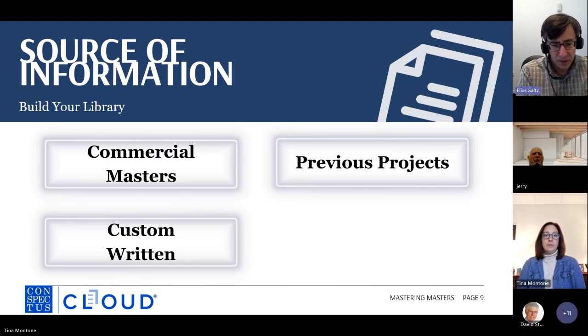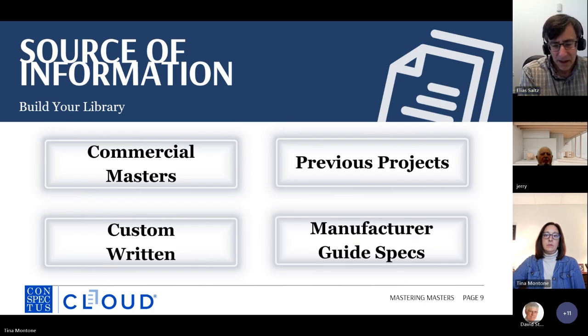Obviously, well, custom written. Again, if there's a hole in your commercial master and you don't have something from a previous project, where are you going to get it? You can write it from scratch, start with a template, and then just build it up with information that you find from product sources. And then manufacturer guide specs are a good place to start.